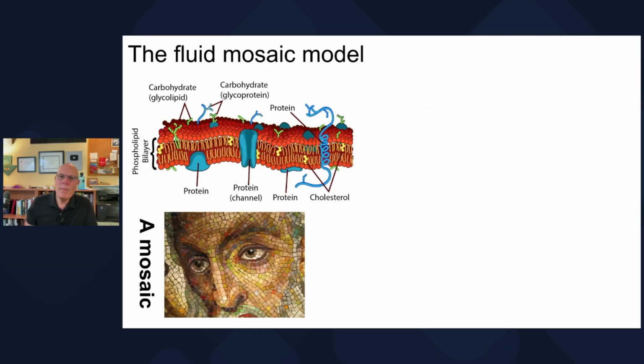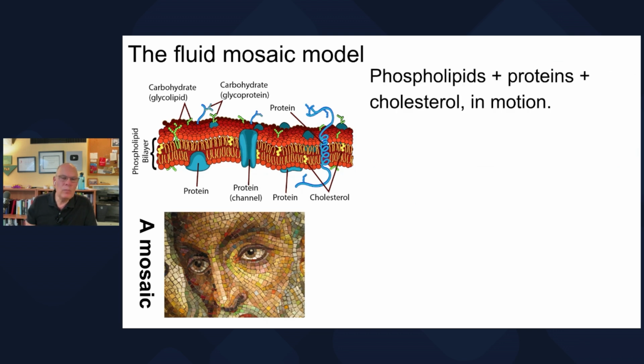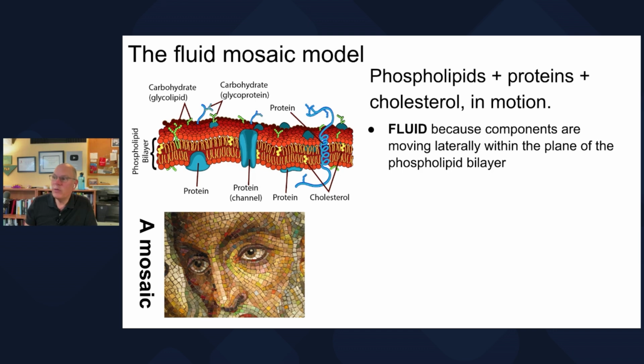The membrane is described as a fluid mosaic. And what that means is that you have phospholipids and proteins and cholesterol that are in motion. So it's fluid because the components are moving laterally. They're not fixed and locked in place. Everything is moving around.